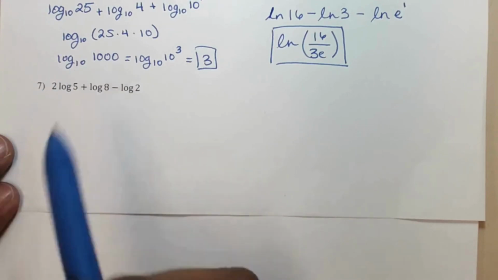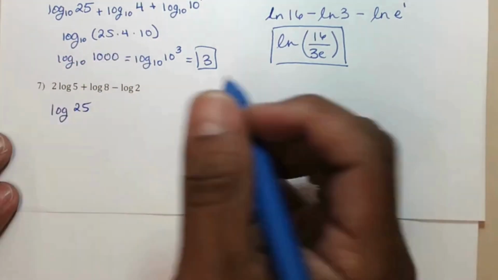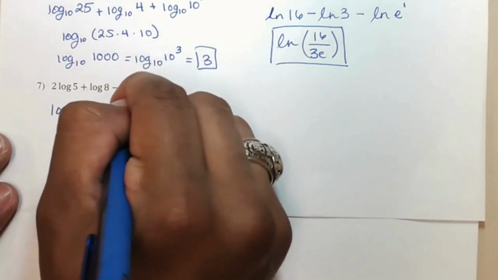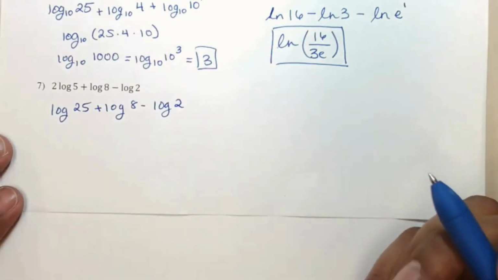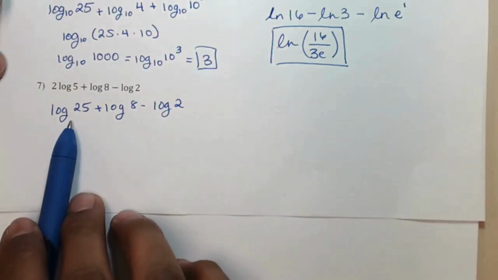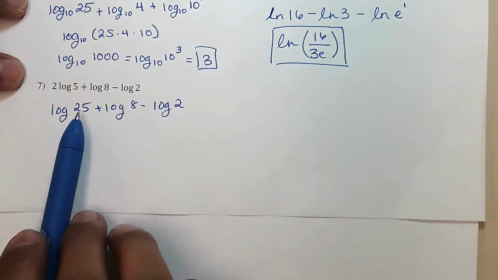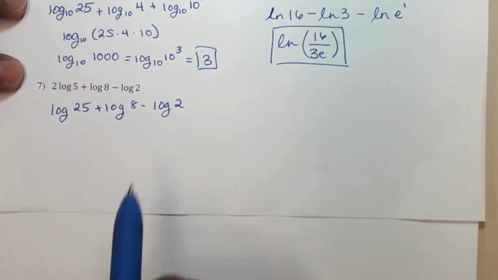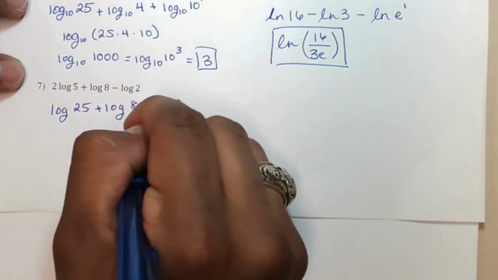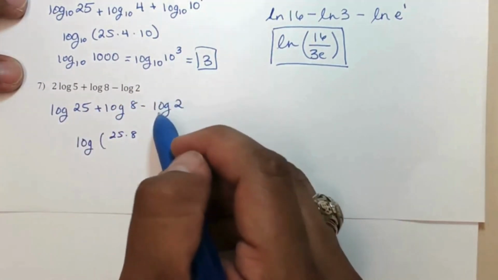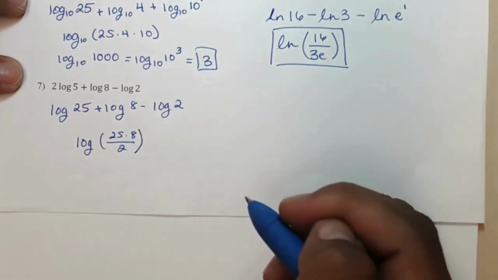So the coefficient in front of the log goes in and becomes an exponent. So we have 5 squared, which is 25. Nothing happens here, and that already has a log base 10. So what we're going to do here is follow the order of operations and go from left to right. Since we're adding these logs separately, I'm going to put them together and multiply them. But then since I'm subtracting this log of 2, I'm going to divide all that by that.